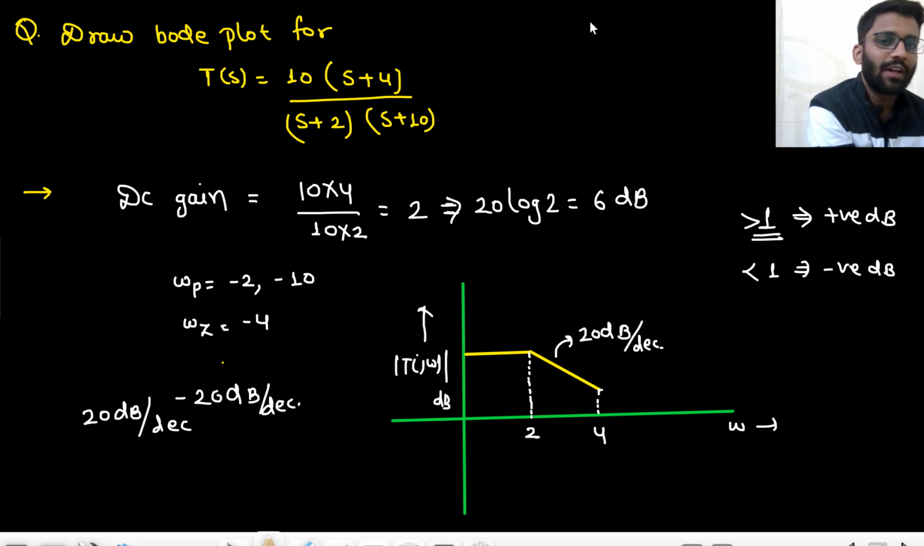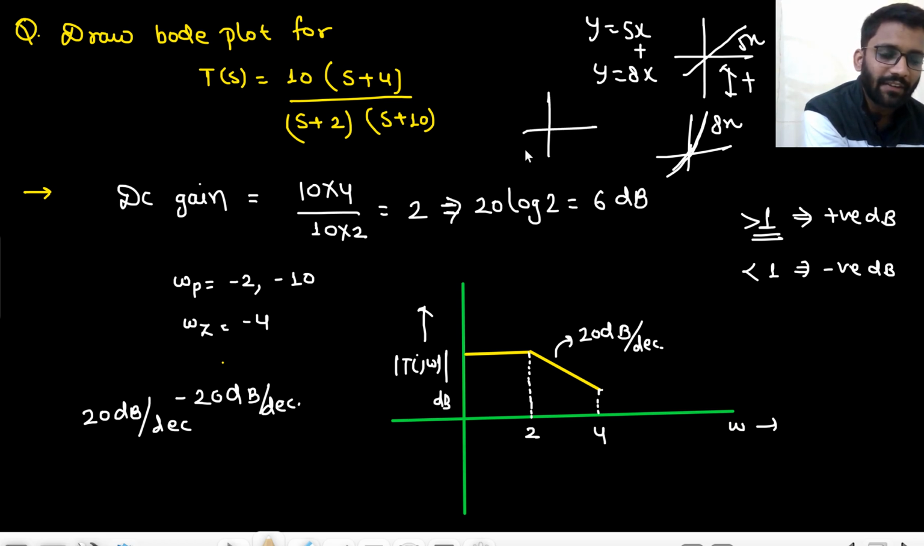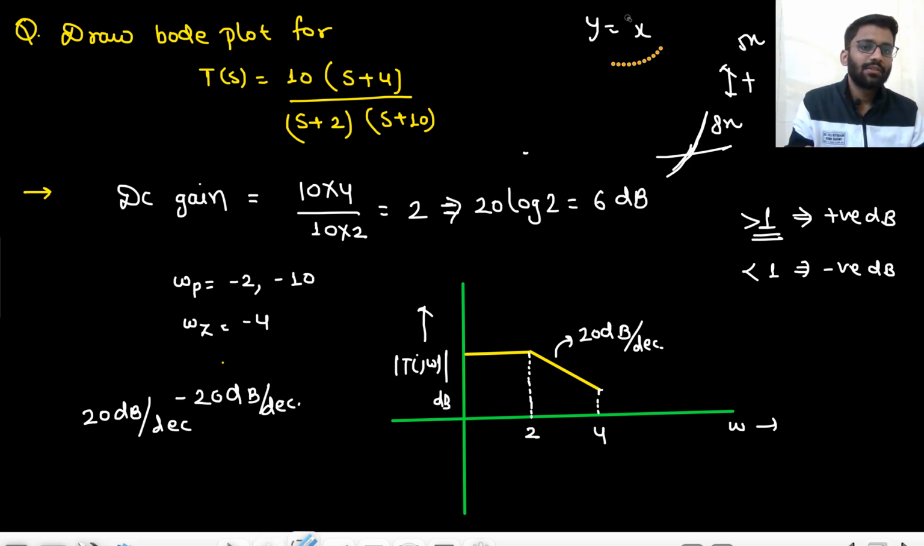Let's assume you have two graphs, y equals 5x and y equals 8x. Y equals 5x looks like this, and y equals 8x looks like this. This has more slope. So this is 8x, this is 5x. Now I ask you to add both of the graphs. What will you do? The graph will have a slope of 13x. The slope of 13, right? So whenever you are adding graphs, your slopes will be added.